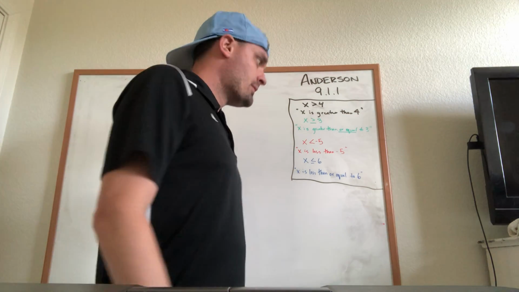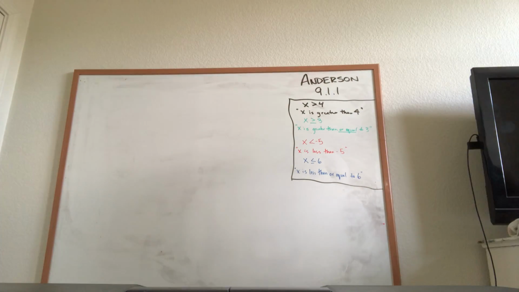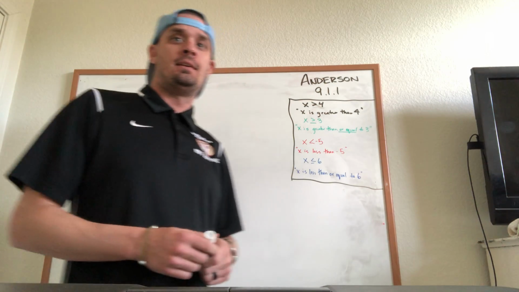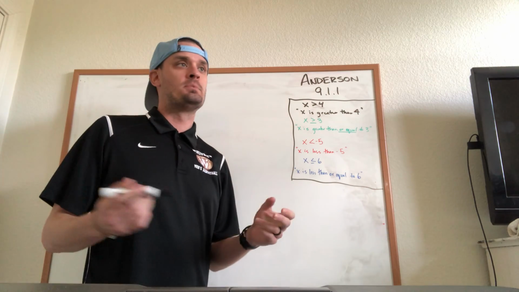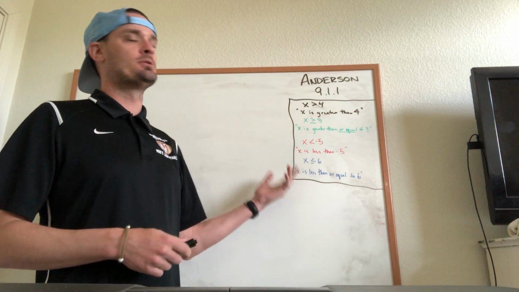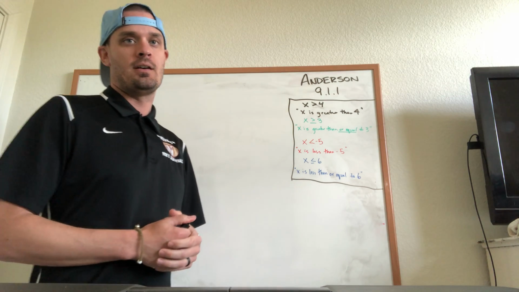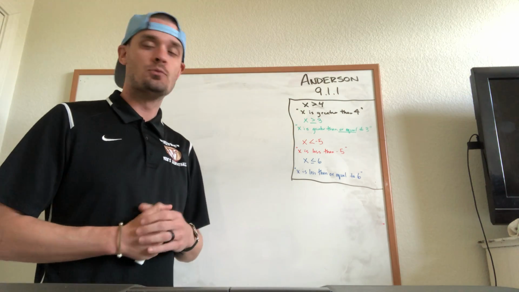All right, so kind of moving forward with everything. We're on lesson 9.1.1. The overview of the chapter is inequalities. So we'll start with one variable inequalities, kind of move forward with two, and then move on to systems of inequalities.